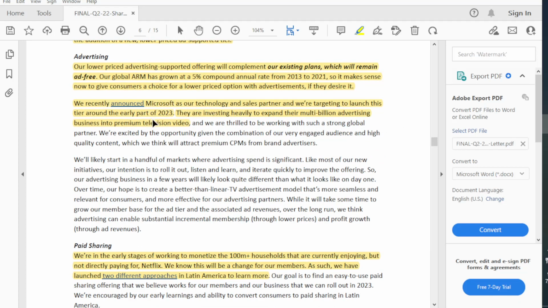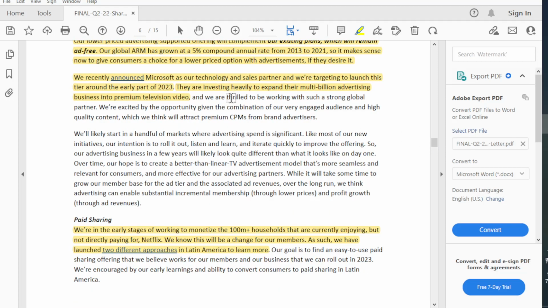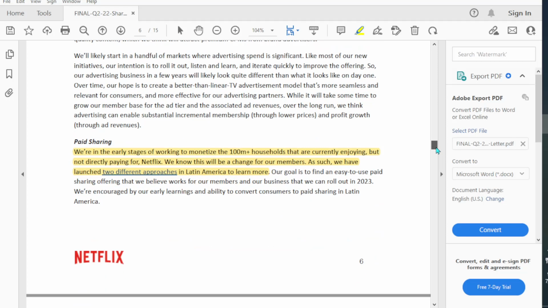So they say, we recently announced Microsoft as our technology and sales partner, and we're targeting to launch this tier around the early part of 2023. So they're talking about their advertising tier. They are investing heavily to expand their multi-billion advertising business into premium television video. So that's a nice little hint for Microsoft.